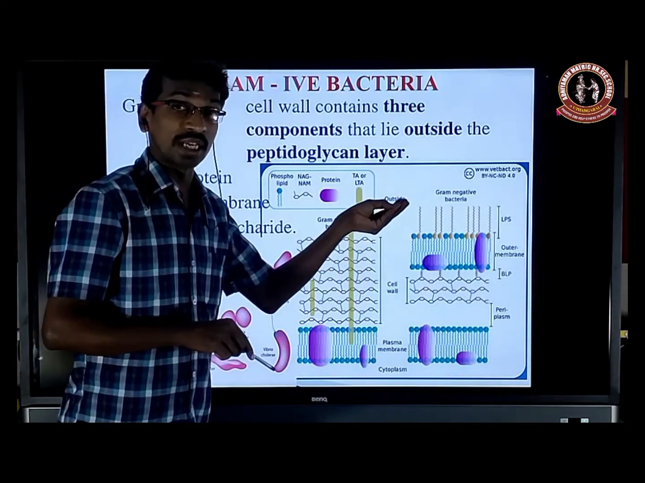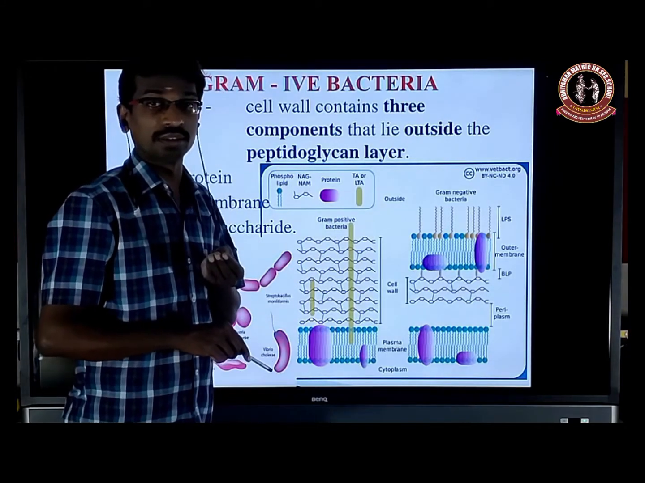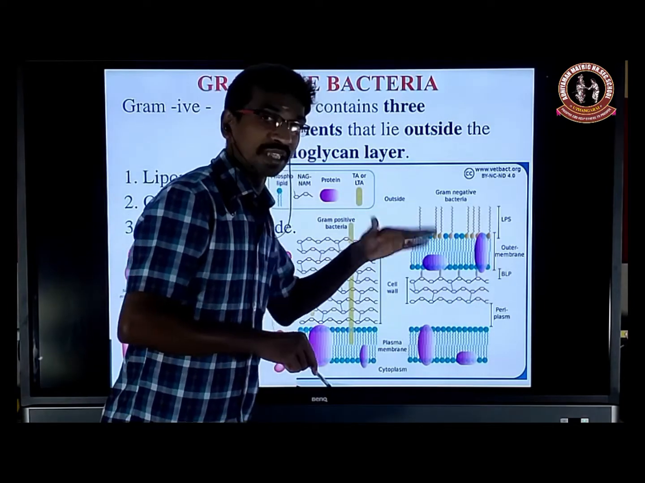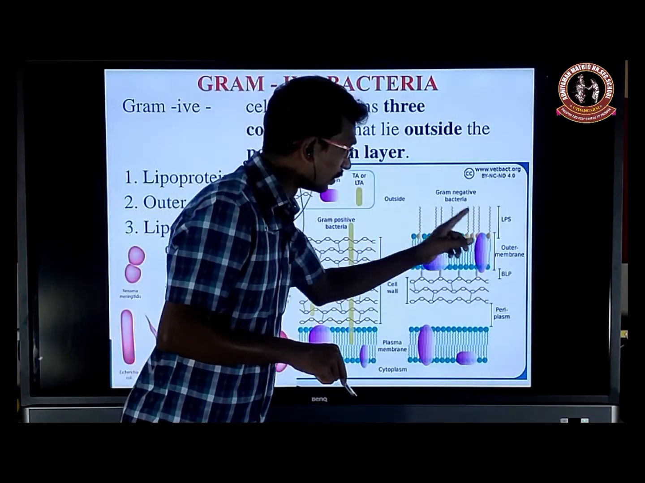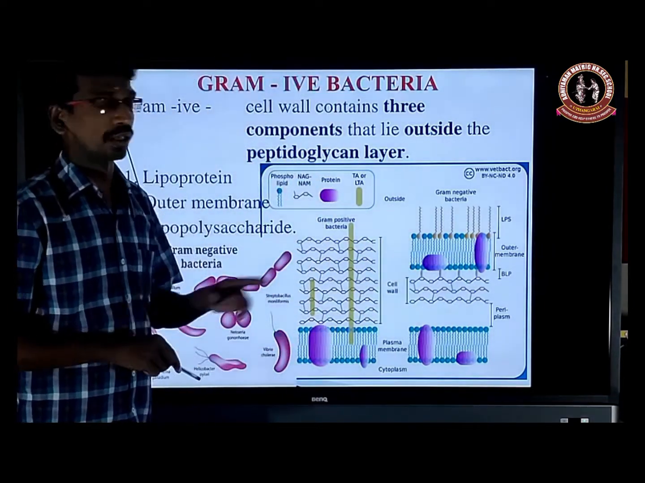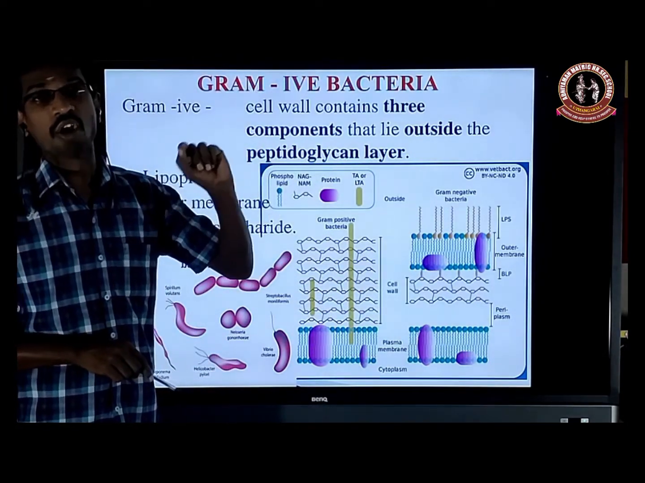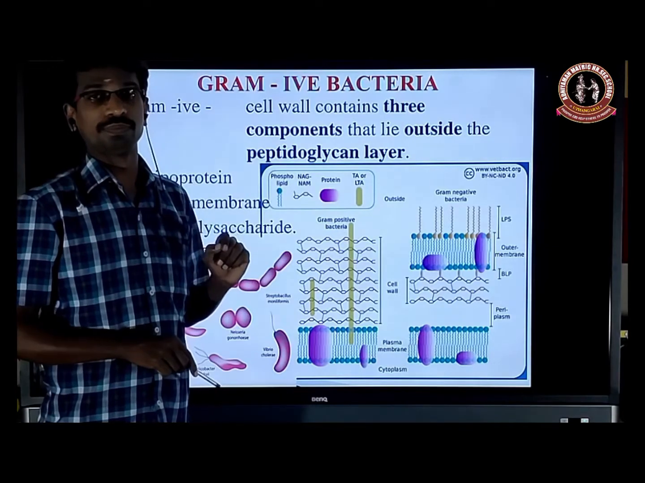During the decolorizing procedure, we add the decolorizer, so it will easily remove the violet color from this layer. That's why it will take up only the counter stain, that is safranin, or secondary stain.